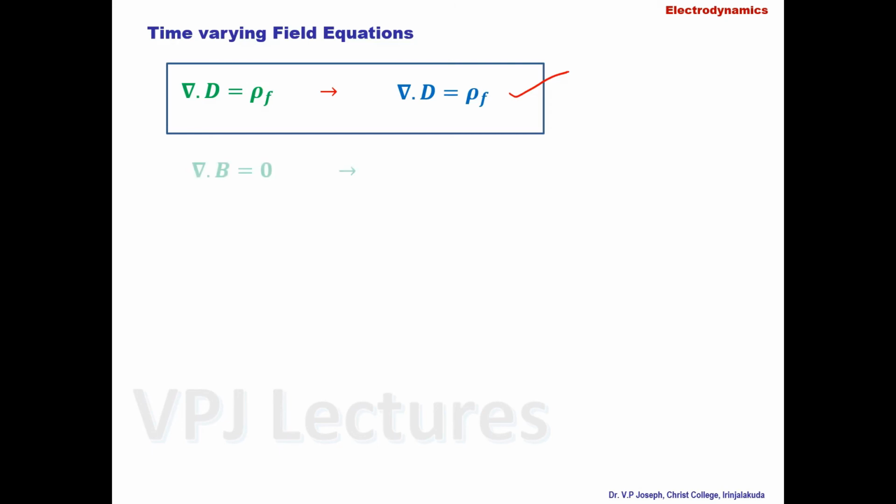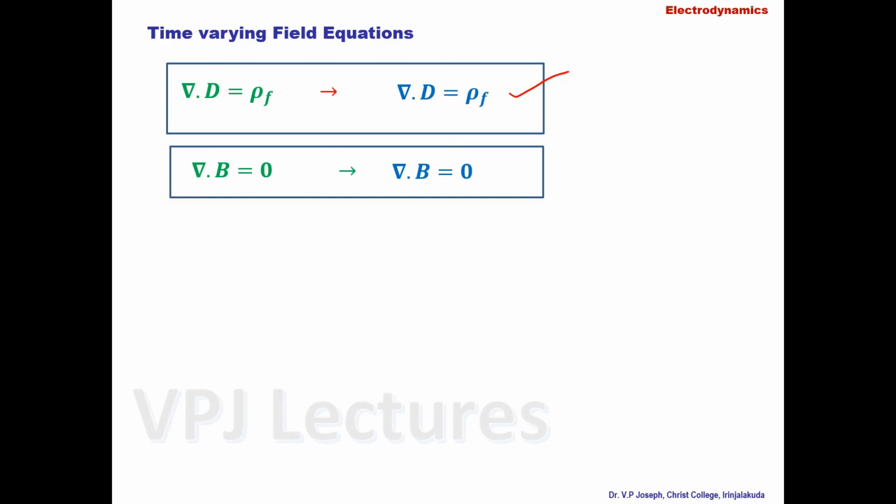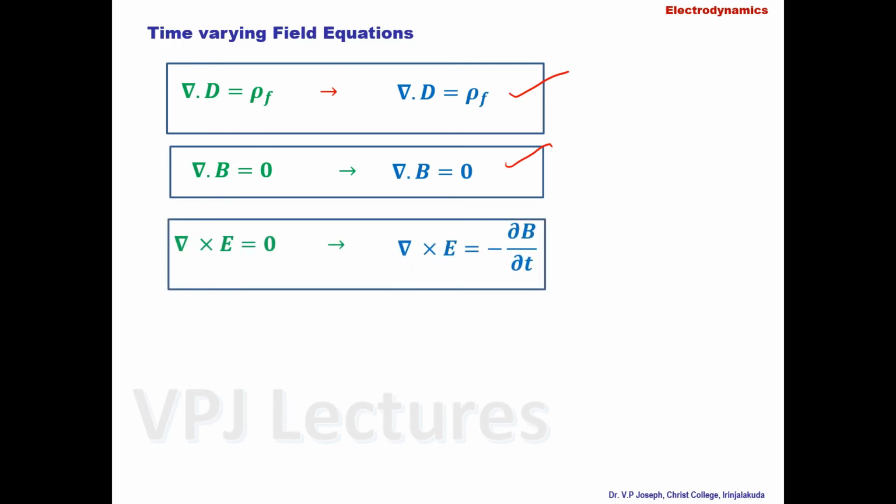Then the second equation, there is no change. The divergence equation, del dot B of r is equal to 0 for static condition, changes to del dot B of r, t is equal to 0 for time varying situations. And the third equation, del cross E of r is equal to 0, changes to del cross E of r, t is equal to minus dou B by dou t.